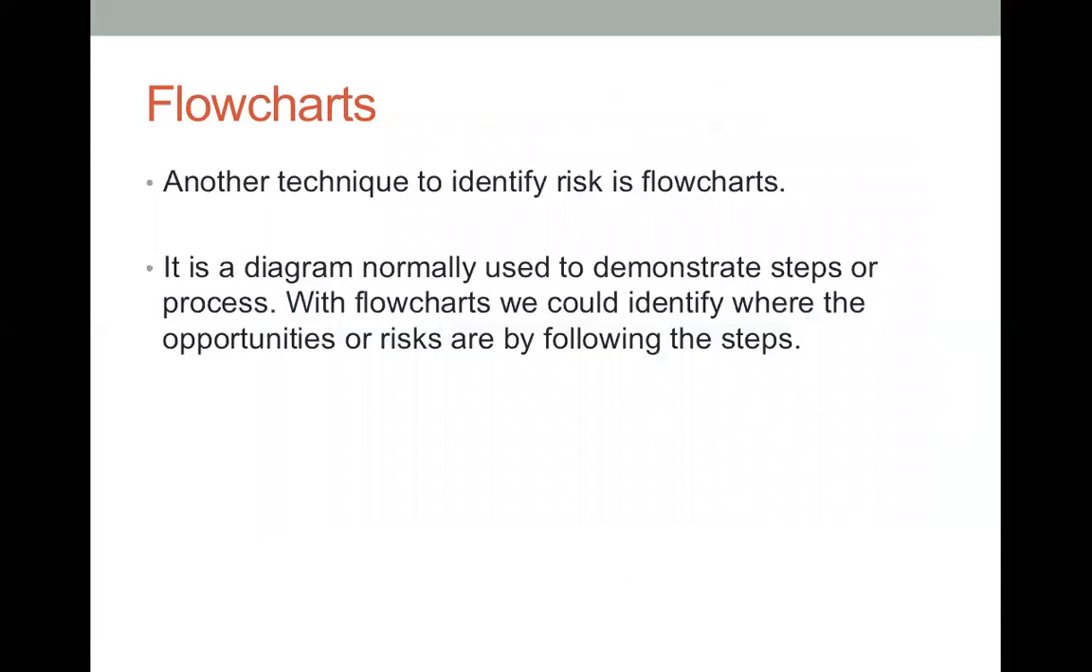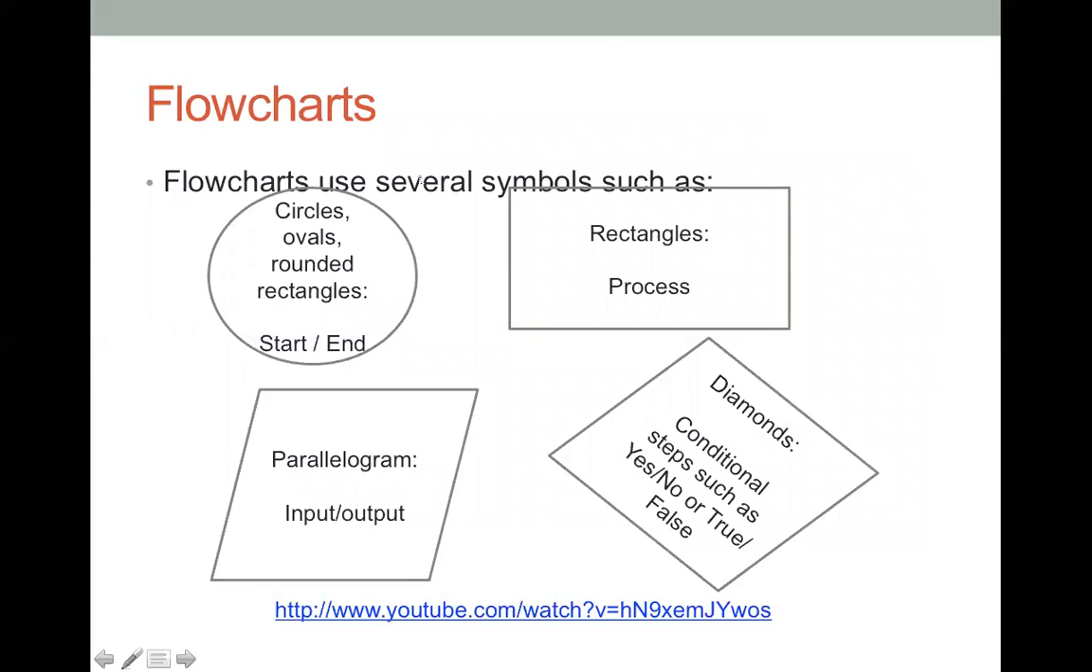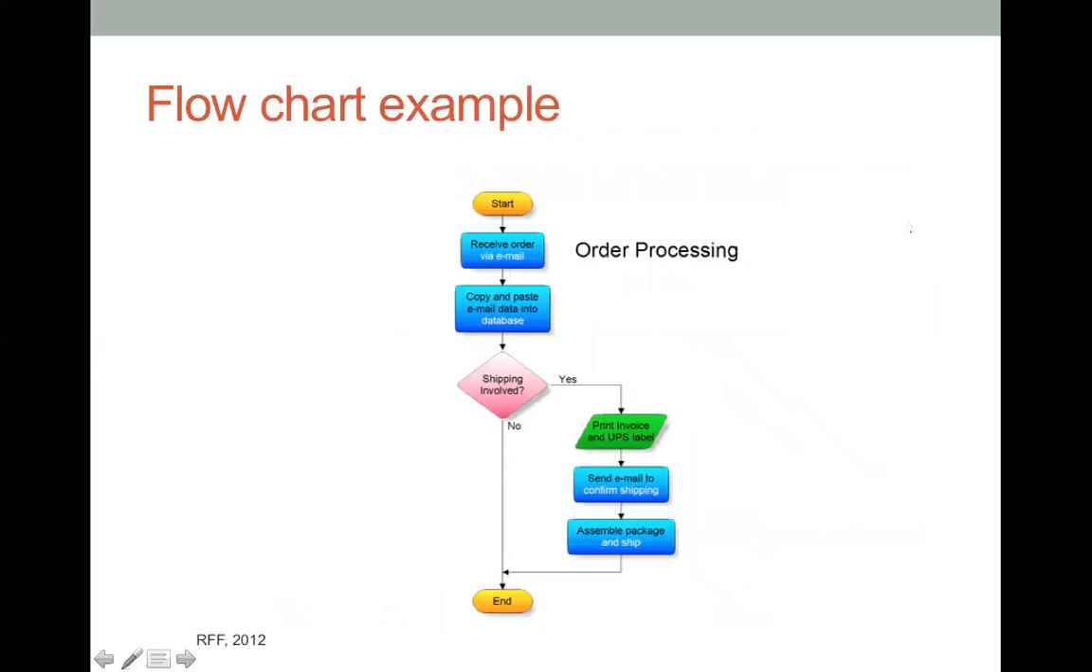A flowchart is another diagram technique that helps us to understand this. People from a manufacturing environment love this as well. Flowcharts normally use symbols like circles or ovals that symbolize the start and end of the process. A rectangle shows it is still in the process. A parallelogram represents the input and output, and diamonds are conditional, whether it is yes or no, or true or false. Now let's have a look at an example. Let's say this is a flowchart of order processing. You could also consider another flowchart for your assessment.